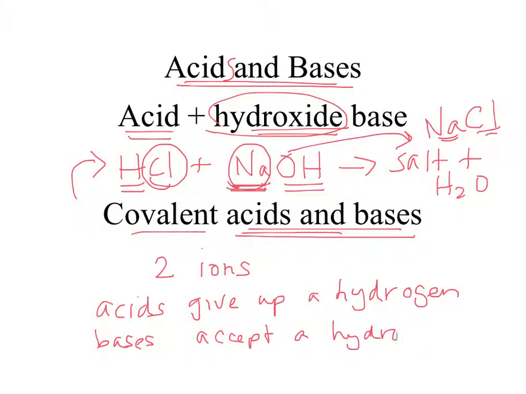And you are not going to make nice, tidy little neutral compounds like an ionic salt and water. You're going to end up making two ions. So in this case, the base is going to accept a hydrogen. It's going to accept just really the proton. So it's going to add an extra positive charge. The acid, which gives up the hydrogen, is losing a positive charge, and so it's going to end up being the negative ion.